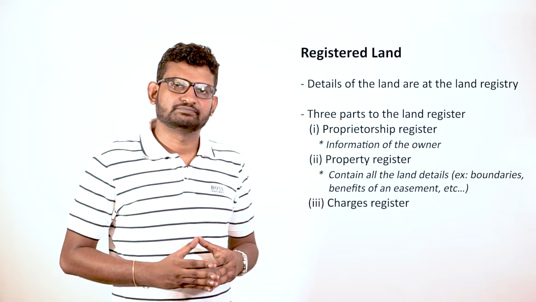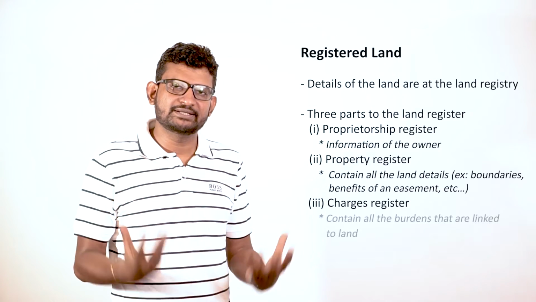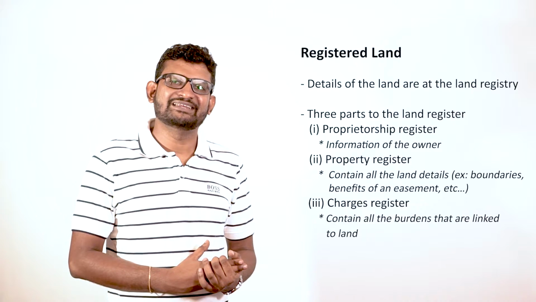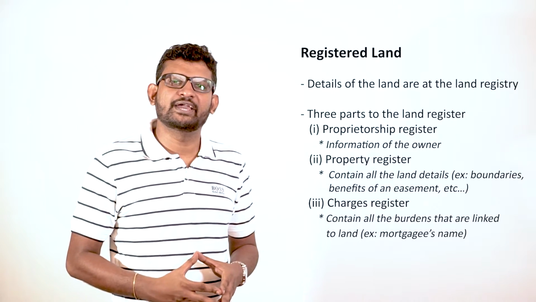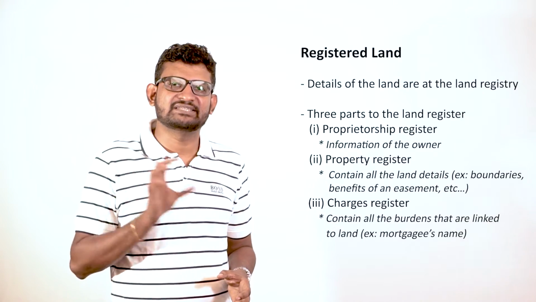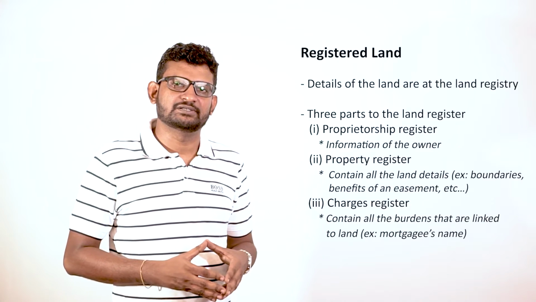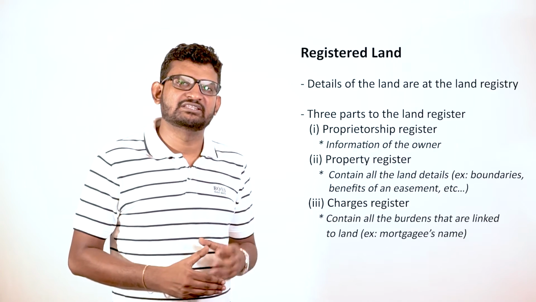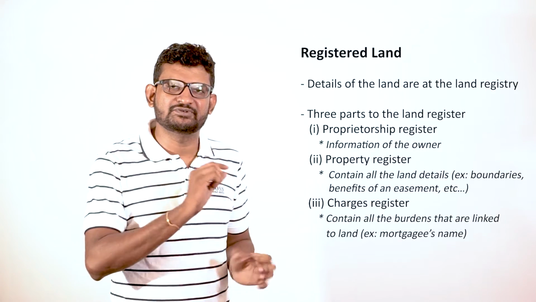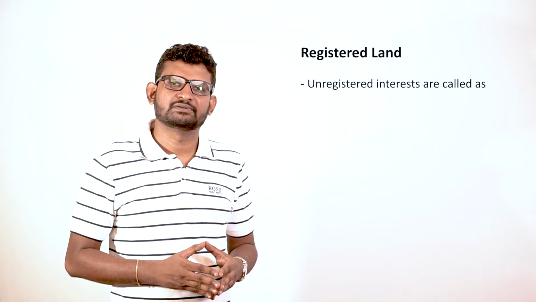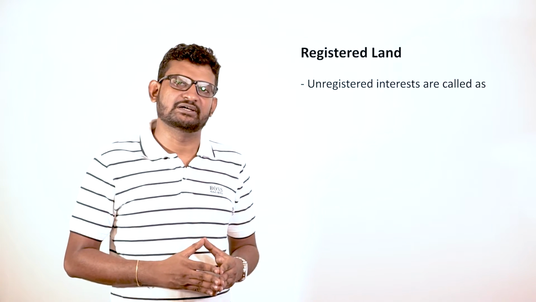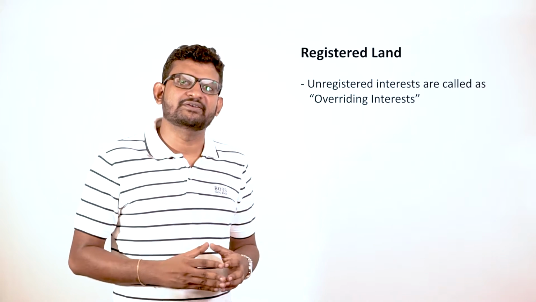Charges register has all the burdens which are linked to land. For example, if there's a bank linked to a mortgage, the mortgagee's name, that means the bank's name, would be in the charges register. In the UK, when you get a mortgage, the proprietor doesn't change, but there is an entry into the charges register. For you to protect an interest, it is ideal if you register it. But there are certain unregistered interests which may override the land register. These are called overriding interests.